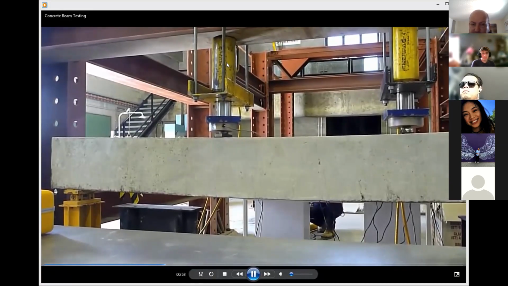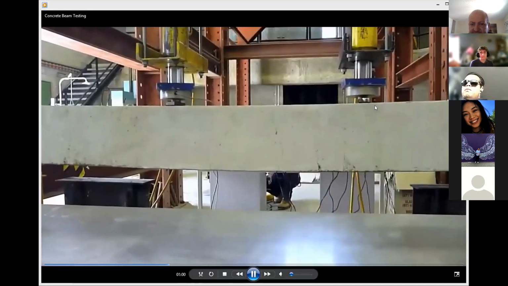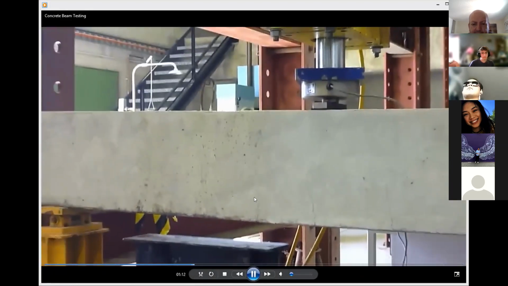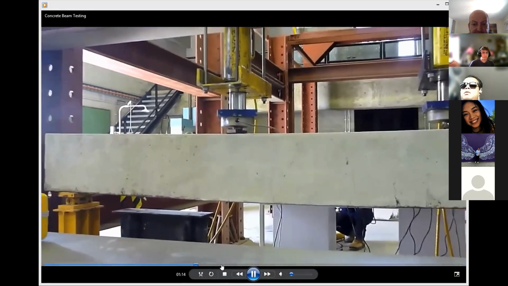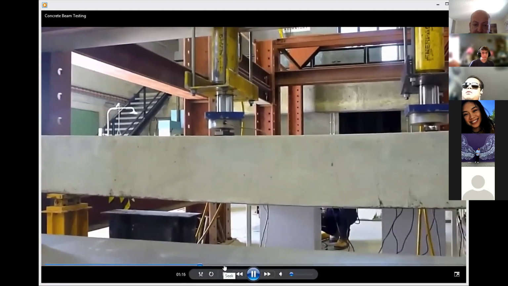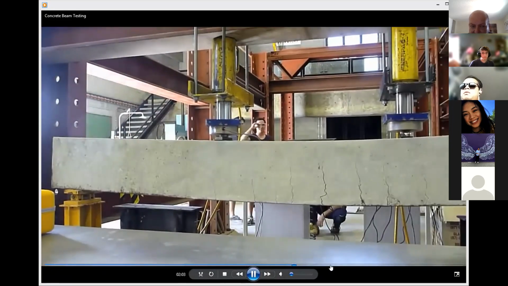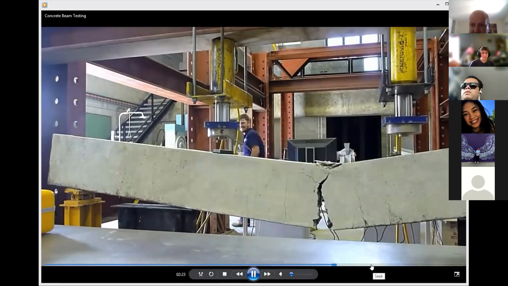We are applying the 2-point loads at the same time. This section between the 2-point loads is going to be exposed to pure moment, no shear. And look at the flexure cracks right in the middle because you apply high tensile forces in the horizontal direction. You're going to see no shear cracks at all, no shear failure, because it is designed to be really strong in shear. And then at a certain point, you're going to have more deflection, and now it's going to fail.